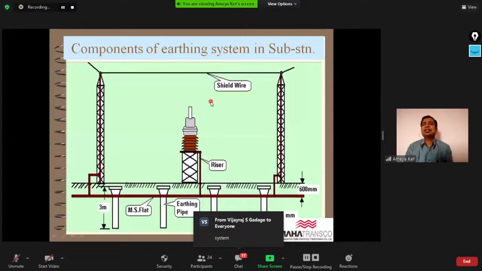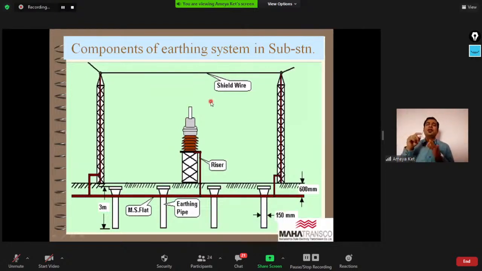My dear friend, it is an example of system earthing, because the shield wire is connected directly to the ground, so whatever unwanted charges come onto this shield wire by means of a fault, or a lightning stroke, it will carry that current. So it's an example of system earthing.